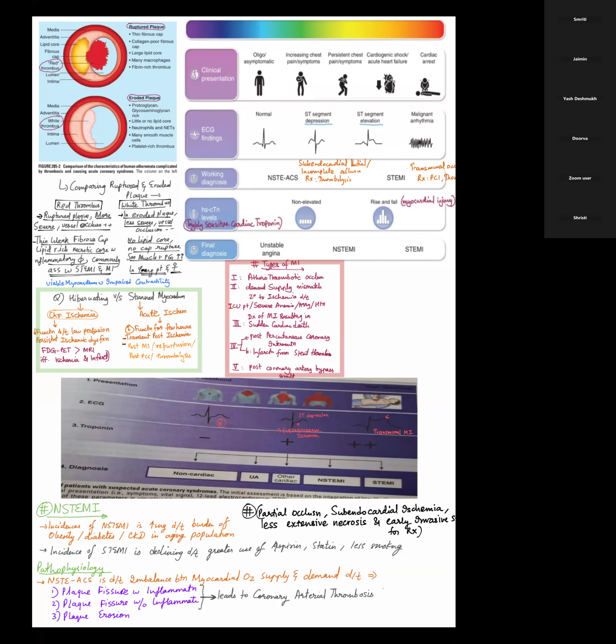But even if it is normal and the patient has anginal symptoms, you will still admit the patient and record his ECGs after a few hours. Okay. Yes, Maithil, you can go ahead.